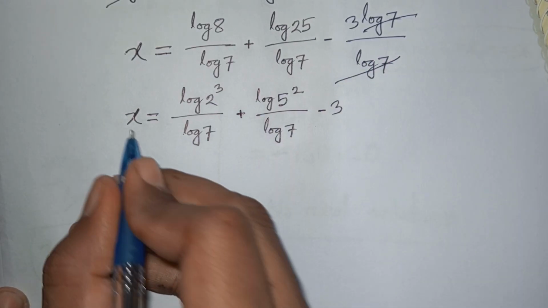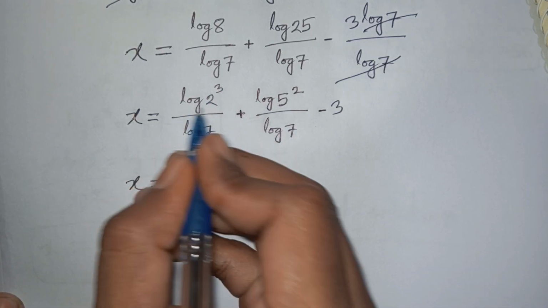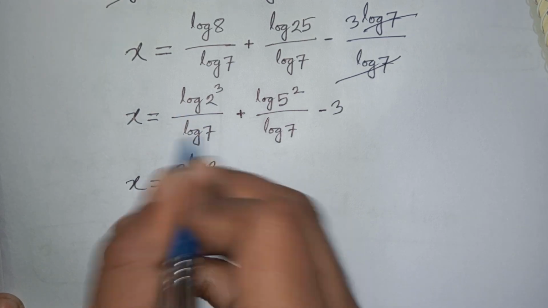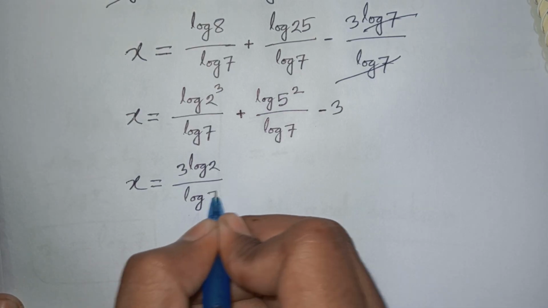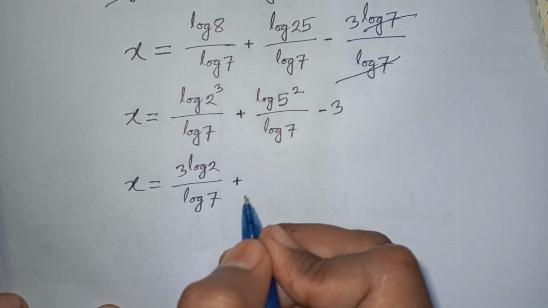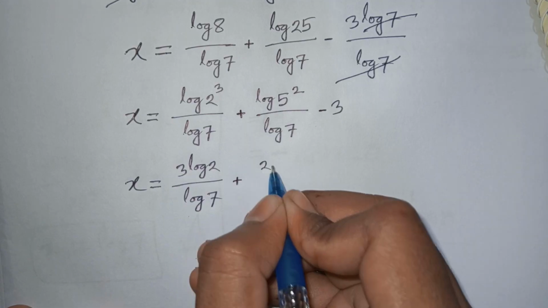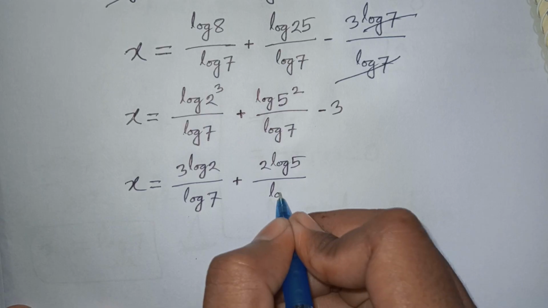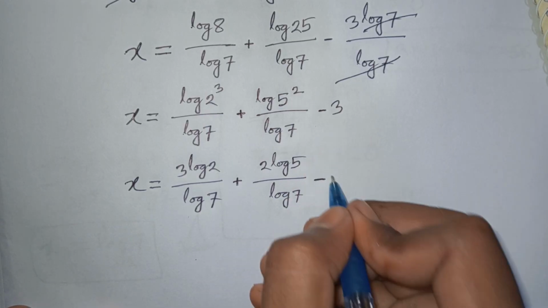In the next step, we have x will be equal to, this power 3 will move to the front, so it will be 3 log 2 over log 7, plus, this power 2 will move to the front, so it will be 2 log 5 over log 7, minus 3.